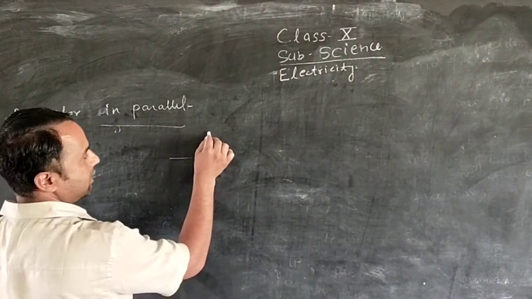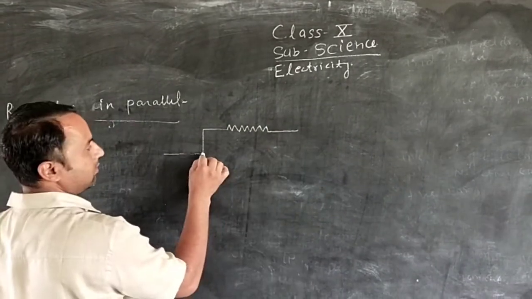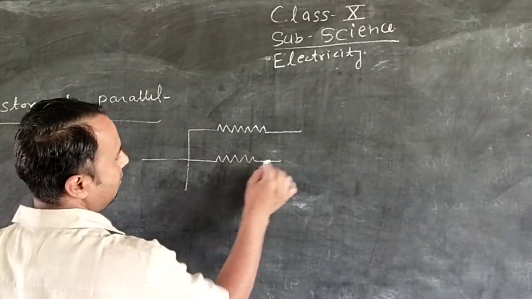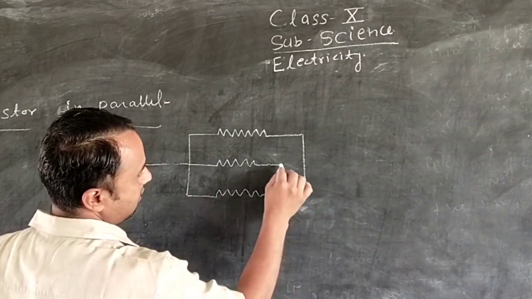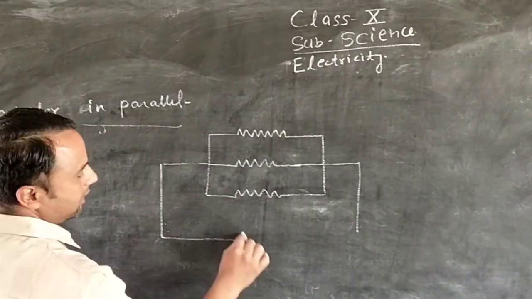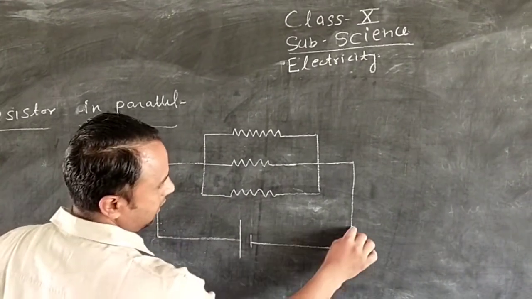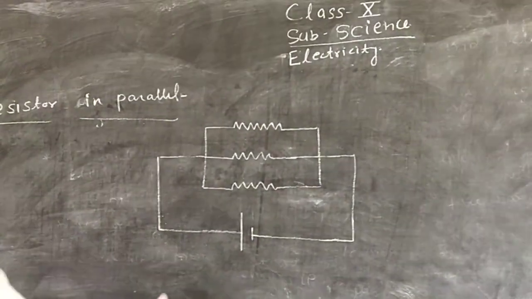We have three resistors. This is resistor 1, this is resistor 2, and this is resistor 3. There are three resistors which are connected in parallel combination. This is the battery, so this is connected to the battery. All three resistors are connected to a DC supply.